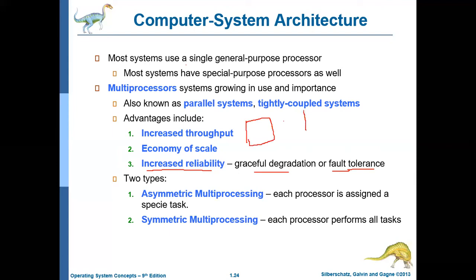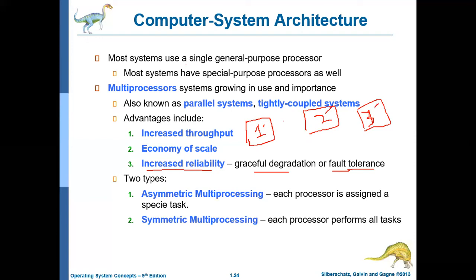Assume I have three pairs of processors. This is the first pair, this is the second pair, and this is the third pair. Each of these contains a pair, which means each has two processors.